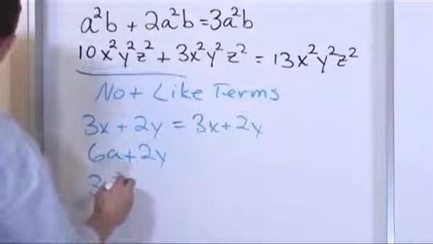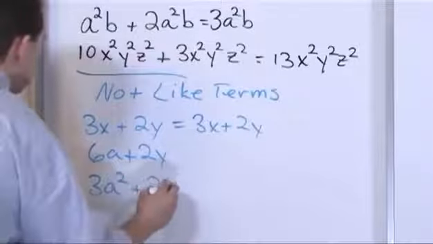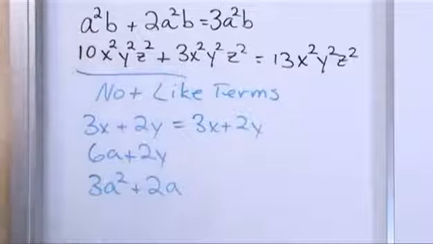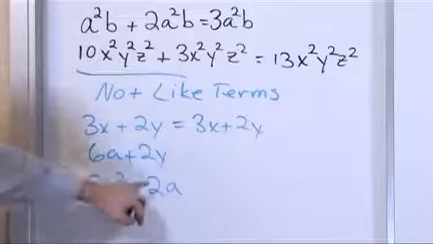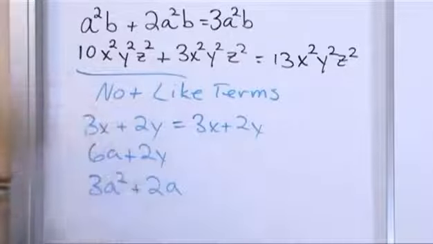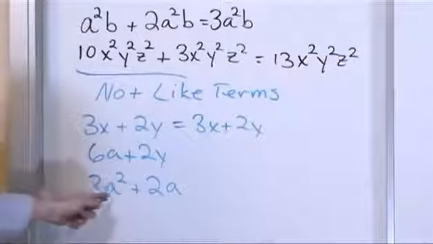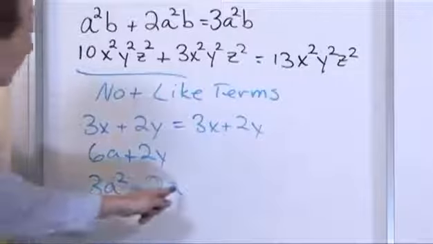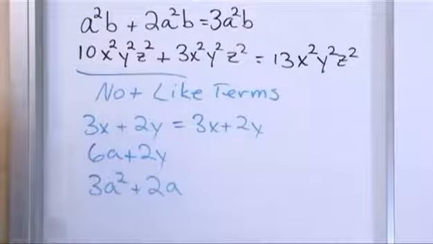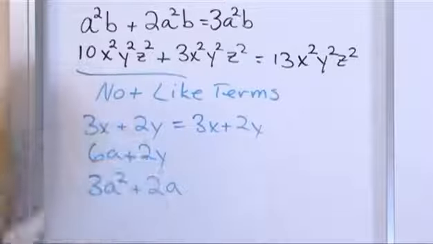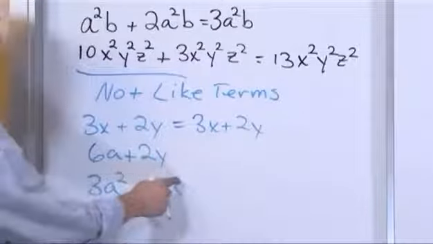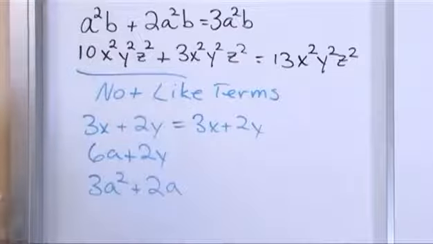3a squared plus 2a. Now a lot of students will say, well, these are the same, I can add them. But they're not the same. Here I have a squareds. Here I have a's. You really need to start thinking about them as different things. Even though this is a times a, and this is just a, from the point of view of like terms, they do not match letter for letter, exponent for exponent. So the a is here, but one is squared and one is not, so you cannot add them any further. You just leave it like that. There's nothing else you can do.